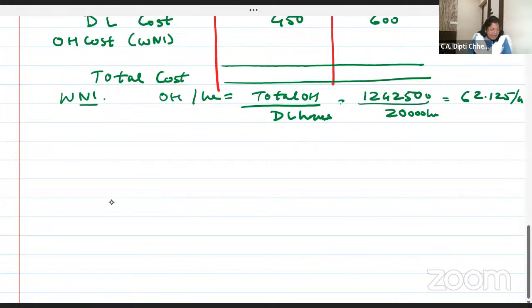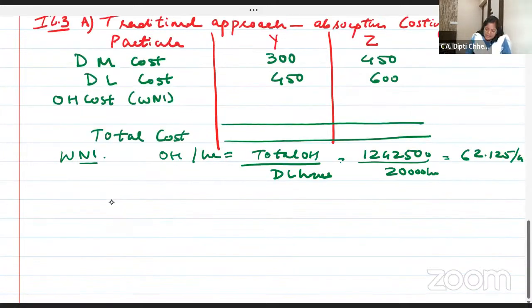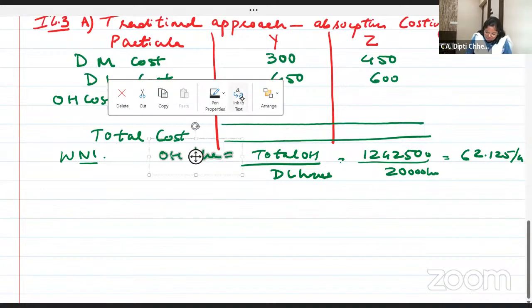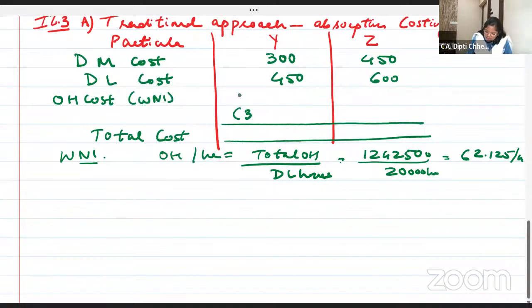62.125 per hour. And every unit of Y requires 3 hours. 3 hours into 62.125. Put it in memory. 62.125 into 3, 186.375 plus 450 plus 300, 936.38. You can round off till 2 digits.